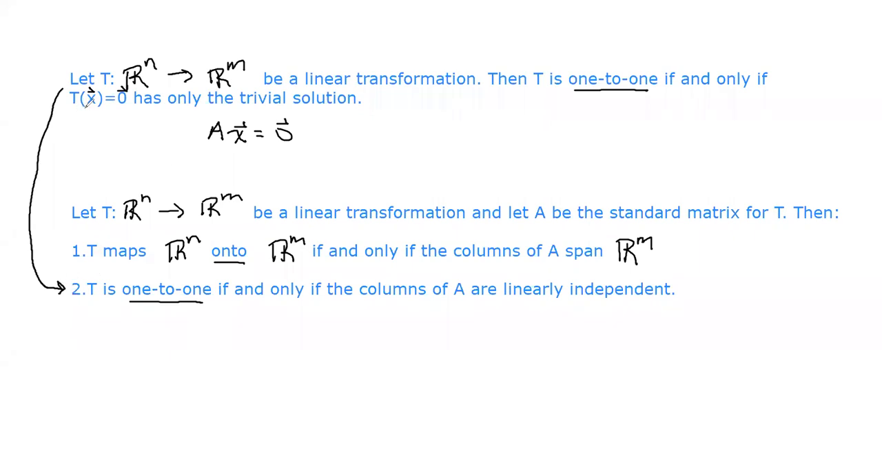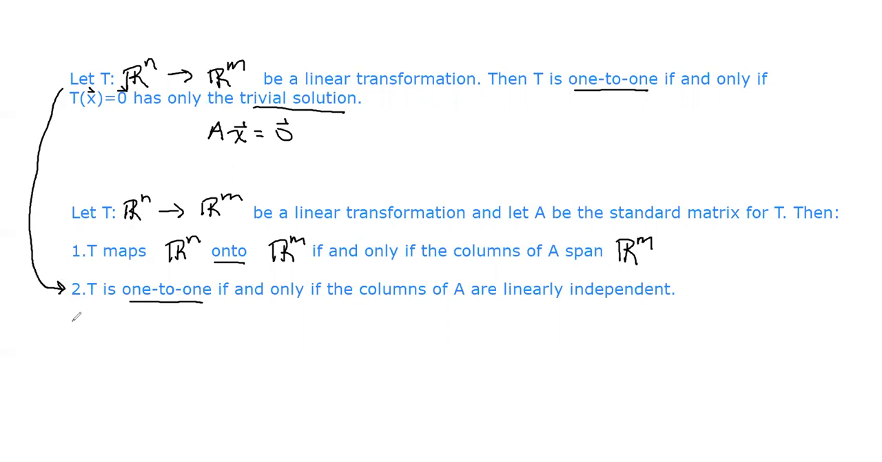So we just said it's one-to-one if and only if there's only the trivial solution to the homogeneous system. That's literally the same thing as saying the columns are linearly independent. On the other hand, T maps Rn onto Rm if and only if the columns span Rm. The columns of A spanning Rm means every single thing in Rm can be a linear combination of the columns of A. That's the same thing as saying everything in Rm gets hit by this transformation, which is the same thing as saying the transformation is onto. So here are two really easy things to check. We already know how to check them from the last few weeks to be able to tell if a transformation is onto or one-to-one.